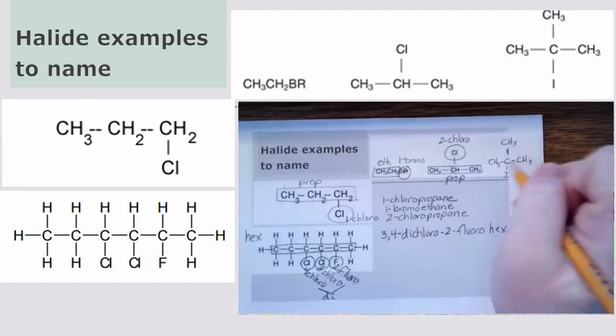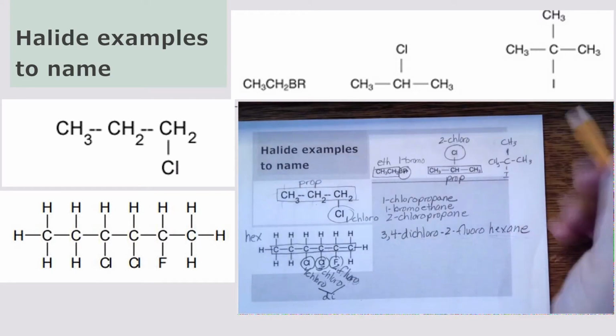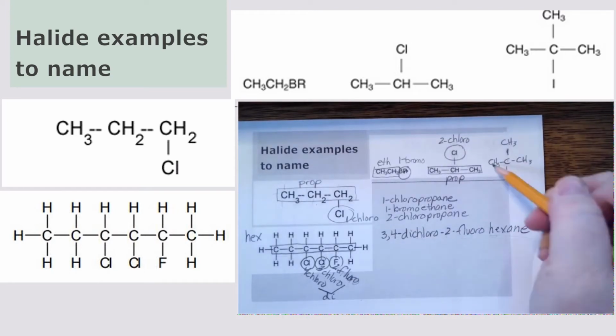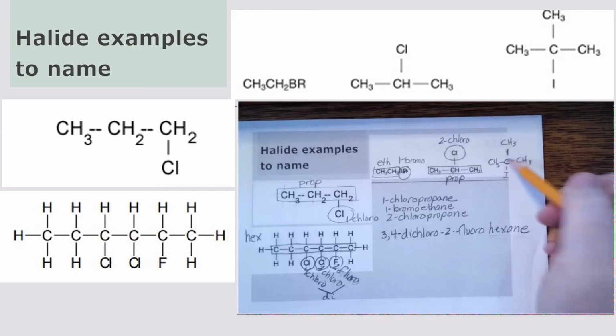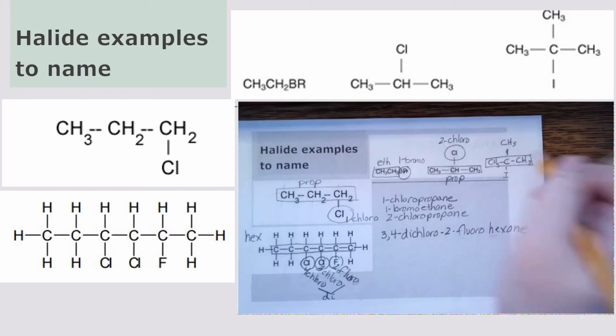Find my longest carbon-carbon chain. So try straight across like this. If that doesn't work, then we have to get creative. So 1, 2, 3 this way. I could number 1, 2, 3, 1, 2, 3. Okay, it's still 3. So here's my carbon-carbon chain.